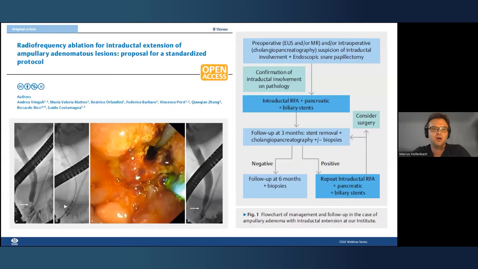And this was also confirmed by an Italian working group, and they clearly recommended that we should use a dedicated follow-up after this procedure, after the EP and the RFA, at least at 3 months with the stent removal. And then if we have negative margins and no sign of a remnant or recurrent lesion after 6 months, fine. And if we have a recurrent or remnant lesion, then do another EP with RFA and then have a look at another 3 months. And only if we are not able to completely remove the lesion endoscopically, then we should consider surgery.